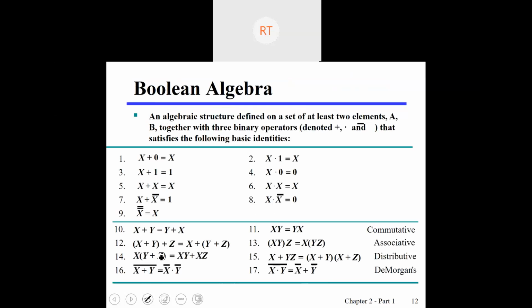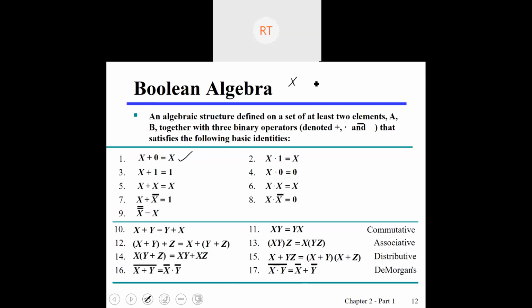X or 0 is X. Let me go over the cases. If X is 0, you will have 0 or 0. It's a 0, like X. If X is 1, you will have 1 or 0. It's a 1. So again, like X. Did you understand the first one? Anyone wants me to repeat? Doctor, can you repeat, please? Yes, I will.